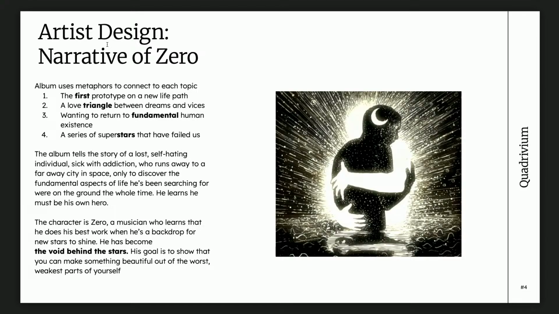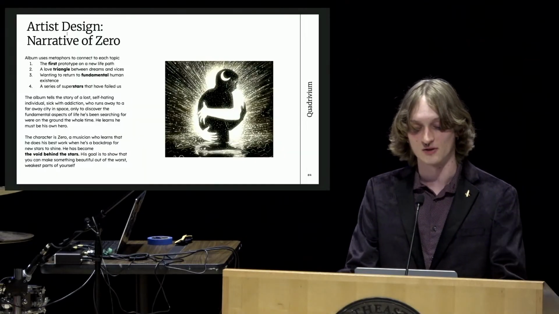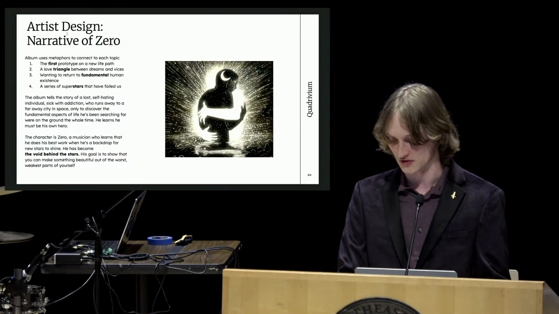He learns he must be his own hero. This character is Zero, a musician who learns that he does his best work when he's a backdrop for new stars to shine. He has become the void behind the stars. Did I mention I'm conceited? The goal is to show you can make something beautiful out of the worst, weakest parts of yourself.